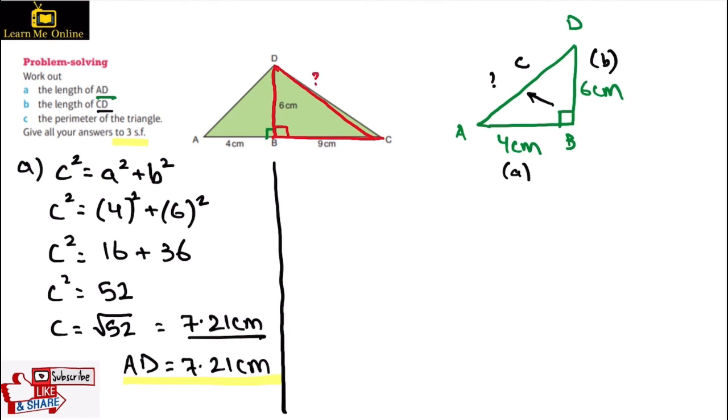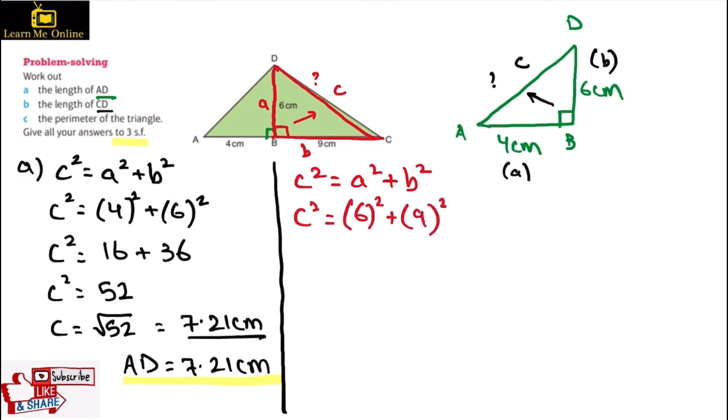To find out the length of CT, because it's a right angle triangle, we're going to label the hypotenuse, which is C here. The other two lengths, you can take any of them as A and B. To find out the missing length of a right angle triangle, we again use the Pythagoras theorem, which states that C squared equals A squared plus B squared. To find the value of C, we do A squared plus B squared, which is 6 squared plus 9 squared. Remember, we are writing down the answers to 3 significant figures.